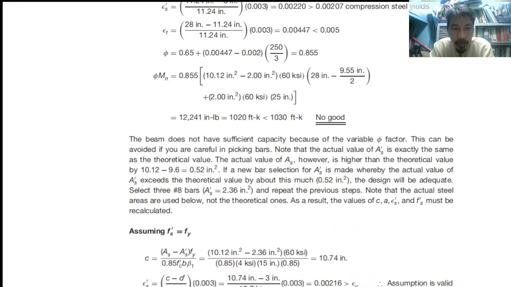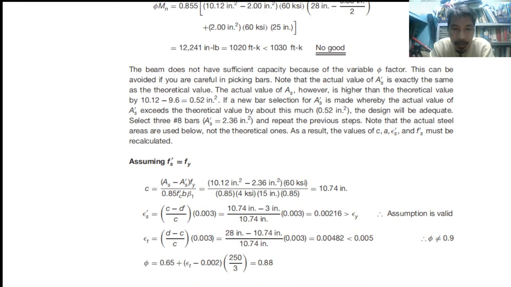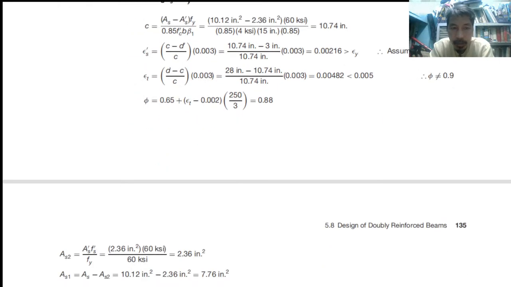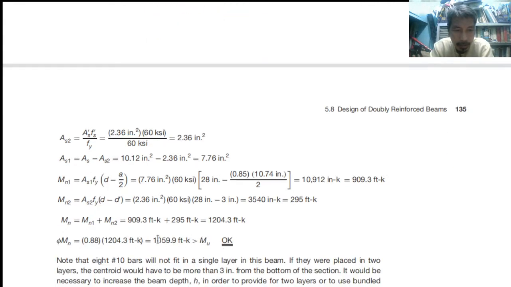Okay? So let us use another. Let's try another size of steel bars. And doing it like this, again and again, try it again until such time that you can show that you have what? 1060 is greater than 1040 or 1030. 1030 is the load. So you have 1060, so it is now greater. Your structure is greater than the load. Therefore, it is okay. That's how you do it. Okay?